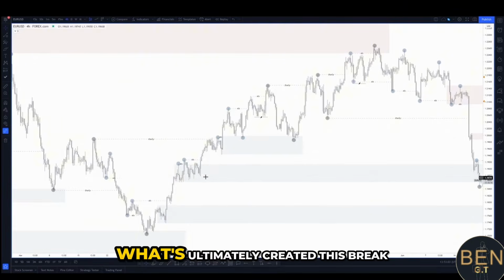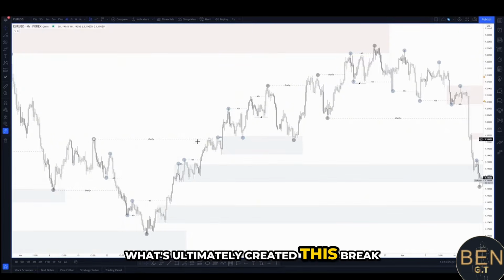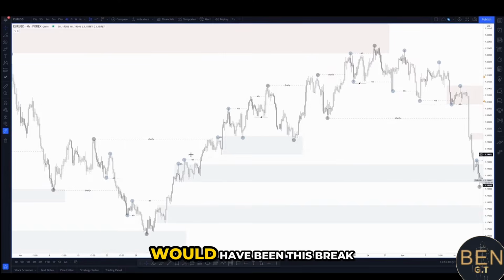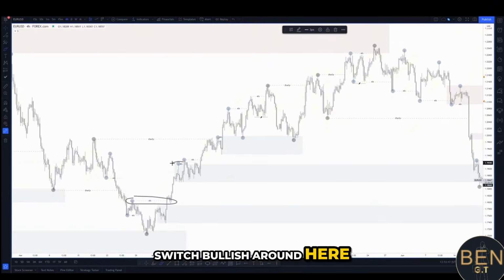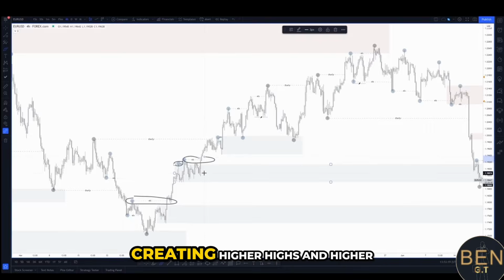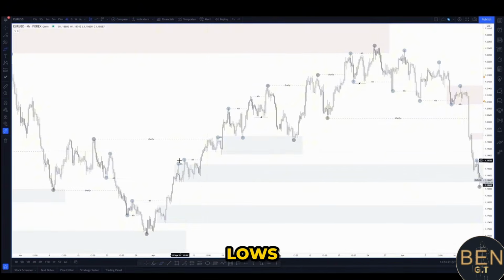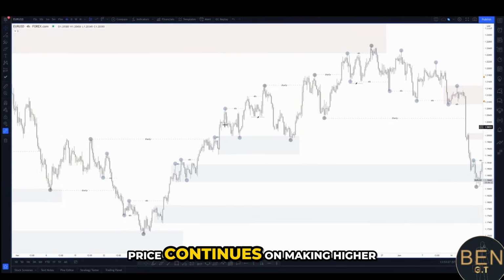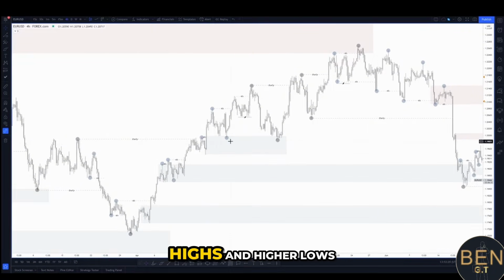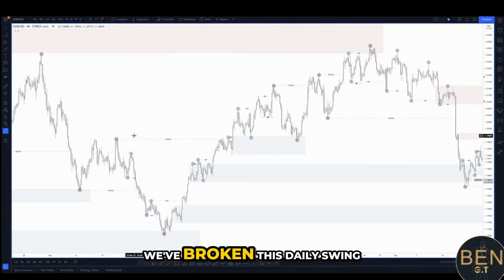And what we can see is what ultimately created this daily break of structure, putting in a higher high, would have been this break of structure here. But as we can see on the 4-hour chart, we were already starting to switch bullish around here. We started breaking structural points, creating higher highs and higher lows within the overall trend. And as we can see, price continues on making higher highs and higher lows. We've broken this daily swing high.